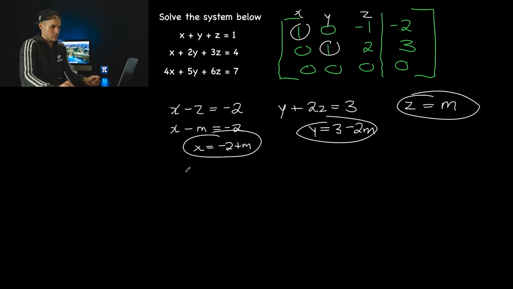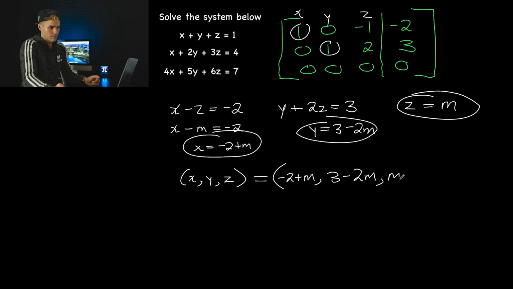system here. And if you wanted to show it kind of in coordinate form, we could say, okay, x, y, z, what's that going to equal? Well, it's going to equal negative 2 plus m, 3 minus 2m, and then m, like that, for the z value. Right, so you could pick any, and you could test this too, right? So we could pick any z value, we could pick any m value for the z value.